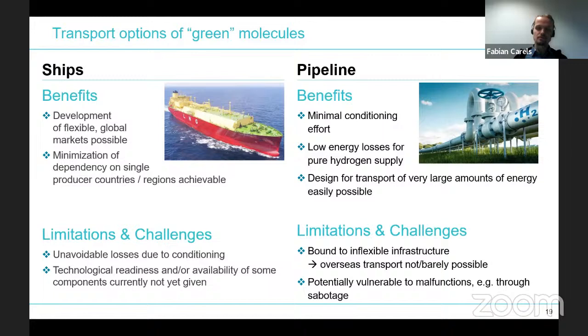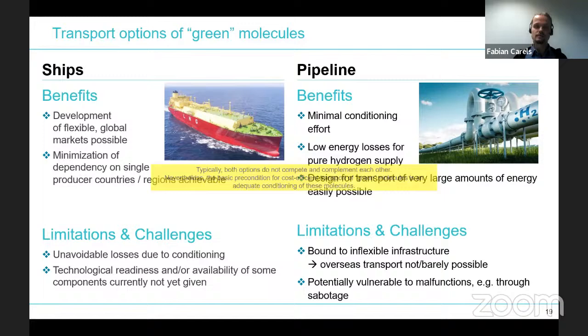The transport via pipelines is particularly attractive for the transport of gaseous hydrogen when we talk about the green molecules. So some hydrogen pipelines already exist today to supply industrial clusters, for example. As the hydrogen does not need to be processed further, the energy losses are typically the lowest here when we compare to the other hydrogen derivatives. In addition, pipelines can be designed comparatively easily for very large quantities of energy. As with the electricity transport, the main disadvantage here is the inflexibility of the infrastructure.